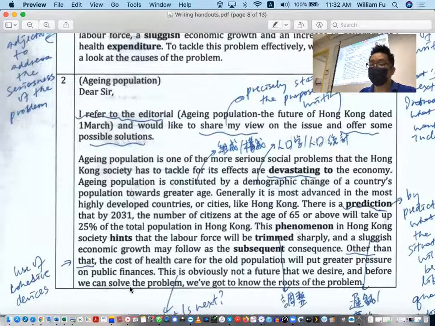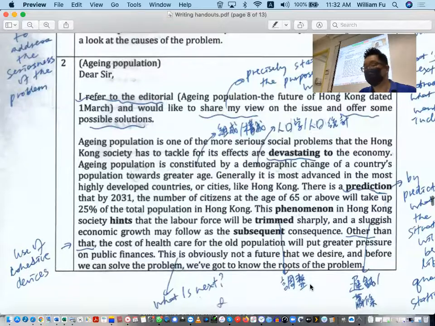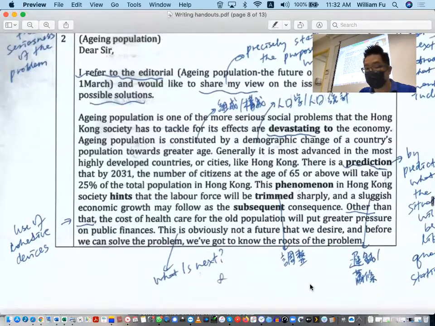And before we can solve the problem, we've got to know the risks of the problem. Also, the last sentence tells you what the passage is going to tell you. Okay, these are very, very good introductions, very clear. Okay, they look like they are from a magazine or something. All right. Okay.